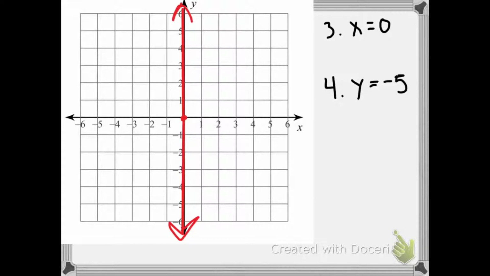So now for number 4, I'm going to use a different color. You have to plot a point at -5. And since it's a y equals equation, it's going to be a horizontal line. So now you just draw a horizontal line. And then remember, don't forget your arrow since this line goes on forever too. And those are your answers.